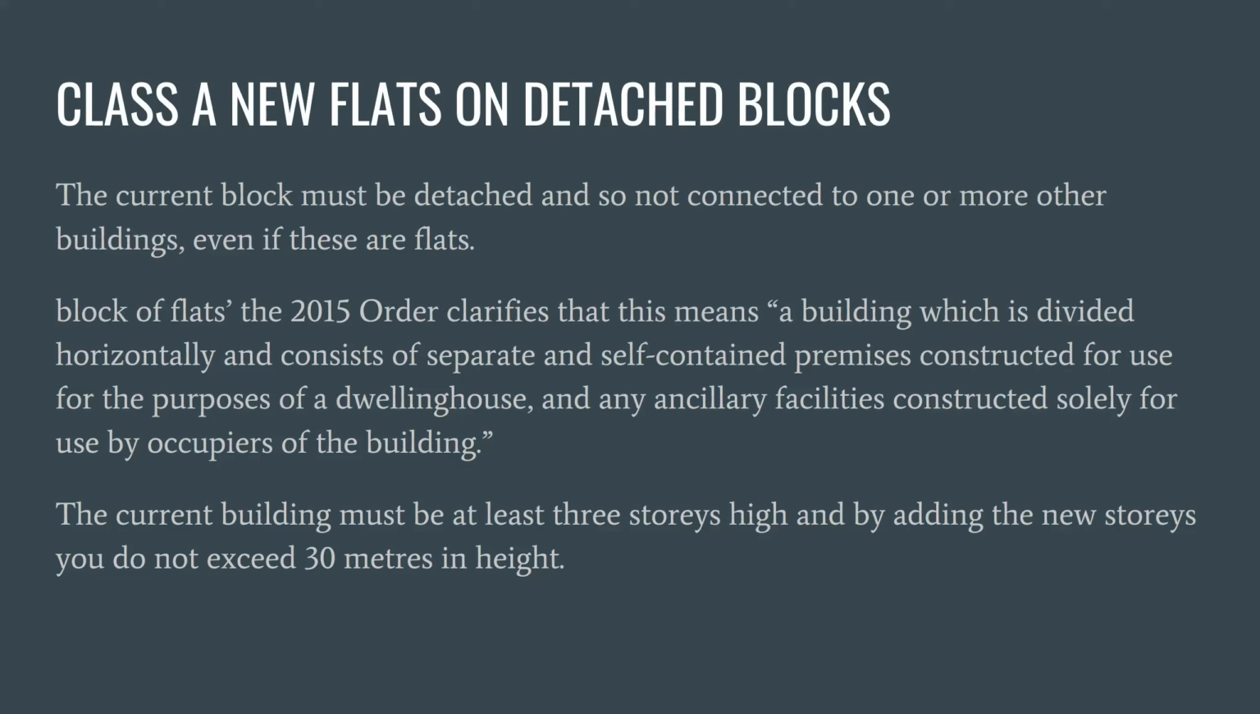The definition makes clear that these have to be separate, self-contained premises, i.e. that block of flats is self-contained, so they have different types of flats in there. It could be a 1-bedroom flat, a 2-bedroom flat. However, it is solely self-contained and it's not HMO.